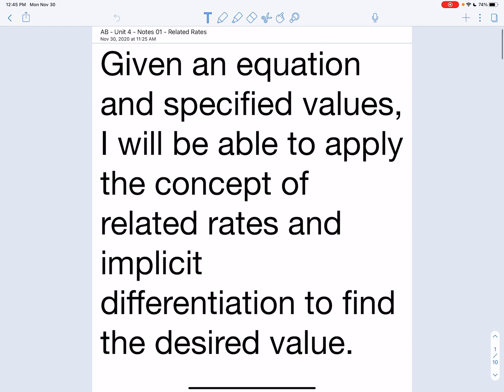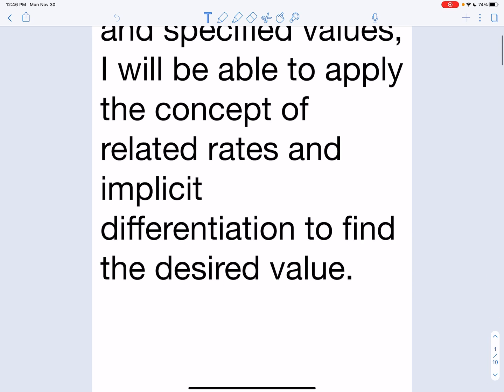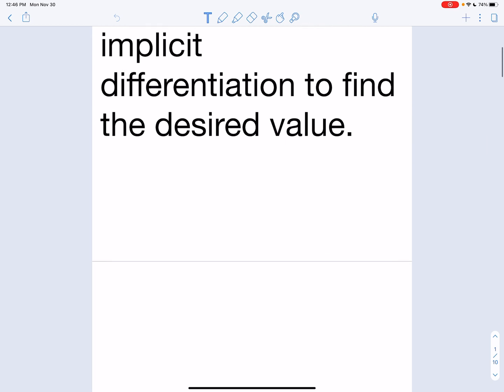Okay, here is your FLT. Given an equation and specified values, you're going to be able to apply the concept of related rates and implicit differentiation to find the desired value. So it looks like a lot, but let me just break it down like this. Oftentimes, you will have many moving parts to a problem.